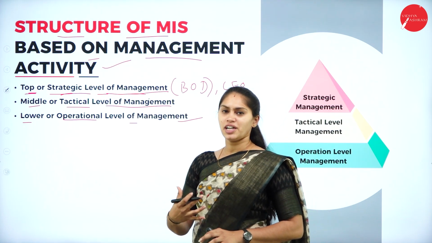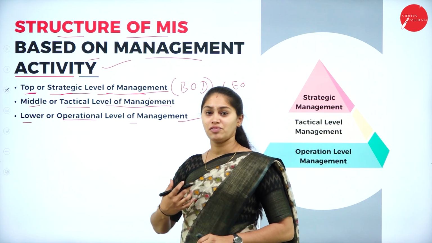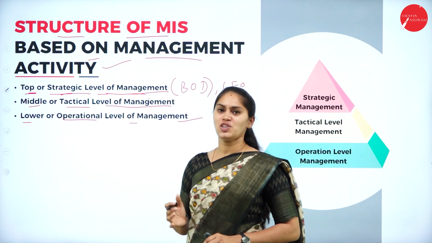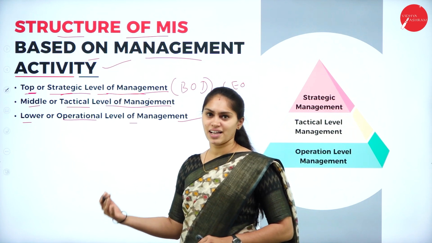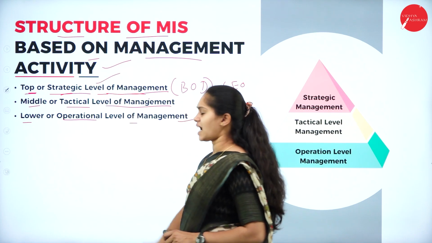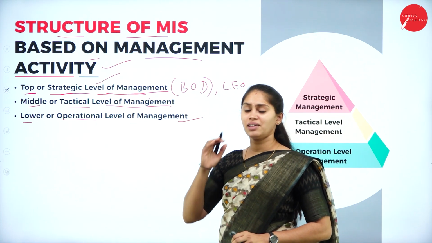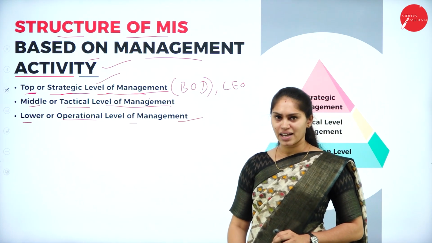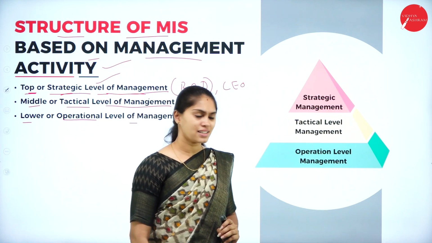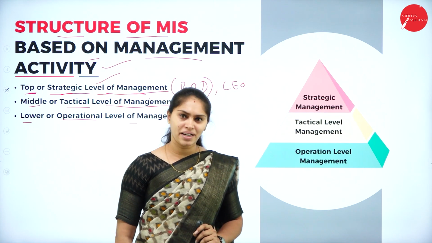If I want to make any strategies, or take any confidential or more precious decisions for my organization, it takes place with the help of this strategic level of management. It is the top level of management. So here you can see the strategic level. Next we have the tactical level, then the operational level.